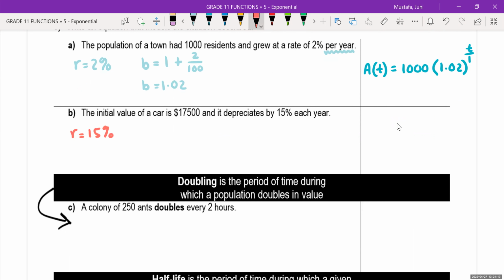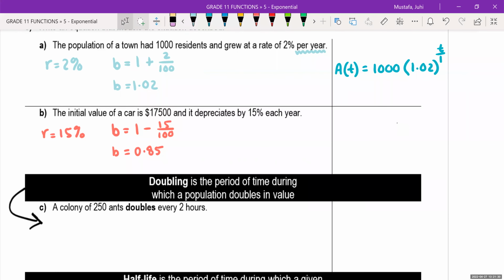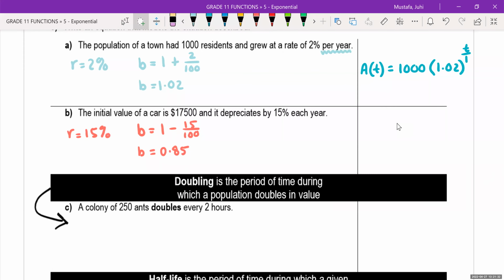So our R value is 15%. To calculate your B value, it's going to be 1 minus 15 over 100. And you'll do that math, and you will get 0.15. 1 minus 0.15, 0.85. Yep. Yeah, of course. Okay, so now when we're doing our equation, I'll just stick to A of t is equal to, the initial value is what?